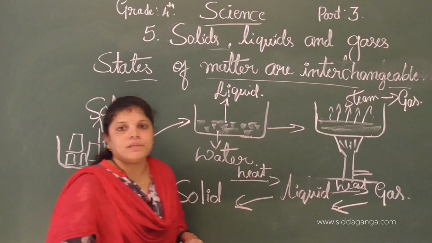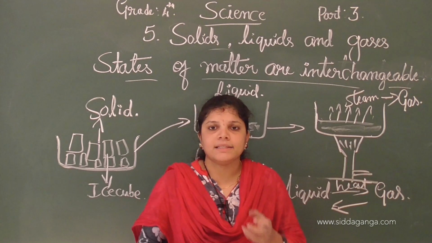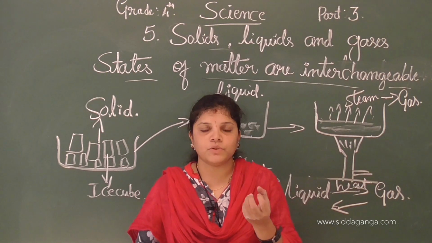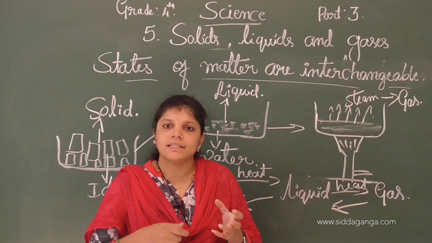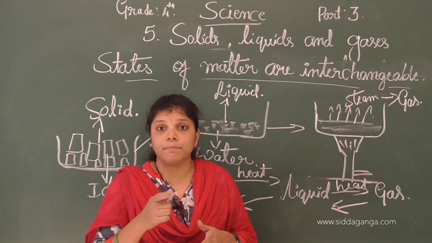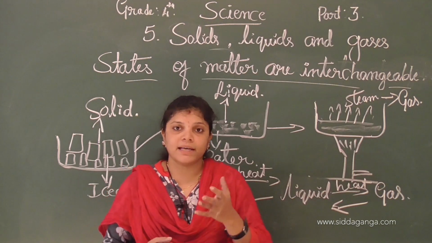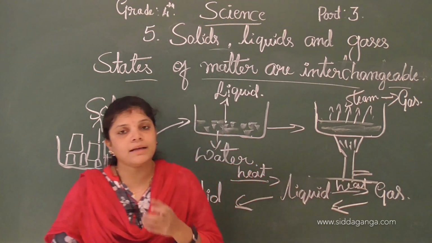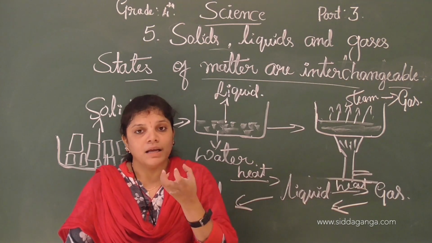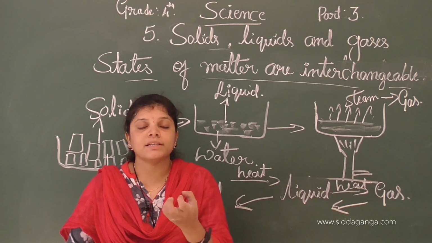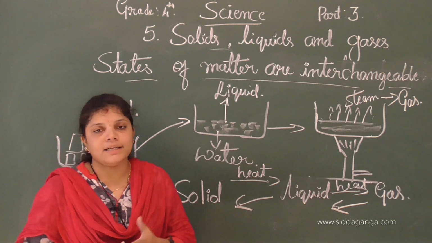Next, another example is a candle. See, when we burn the candle, a candle is solid in form. So the candle is in solid form, and when we burn it, what happens? It gives off light, and it burns and melts. What happens? We can see the liquid form of wax. After a few minutes, that liquid wax cools and again forms a candle. So it turns into a candle again.